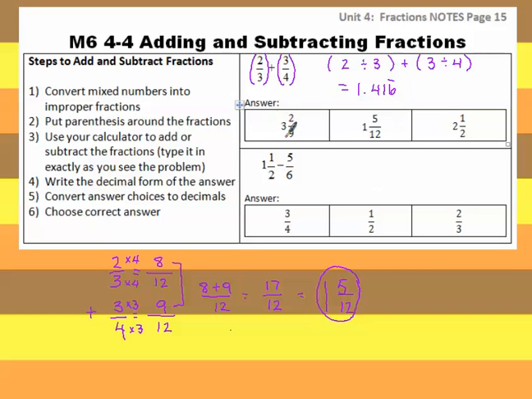Now, that doesn't make any sense to me when I'm looking at these answer choices. But if you look, what is the whole number in the answer? Well, the whole number is 1. Which of these answer choices is the only one that has a whole number of 1? Well, this one is 1 and 5/12. But in order to be 100% sure, let's use our fraction decimal percent rules and convert our fractions into decimals.